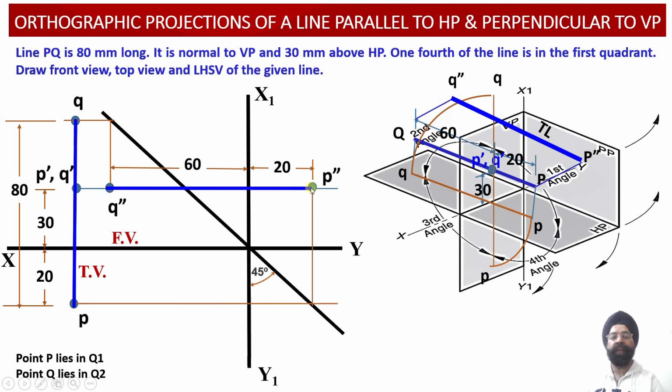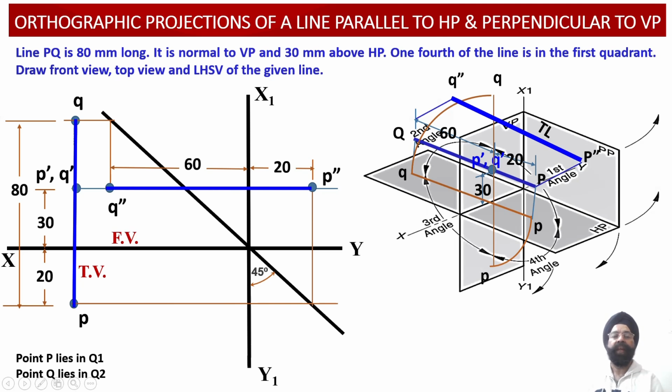So the side view projection P double dash Q double dash is the true length projection of the line PQ. The top view projection PQ of this line is also the true length projection, whereas the P dash Q dash, that is the front view projection obtained at a height of 30 millimeter above the XY reference line onto the vertical plane, represents the point view representation of the projection onto the vertical plane. So the front view is point view, the top view happens to be true length, and the side view also happens to be true length.